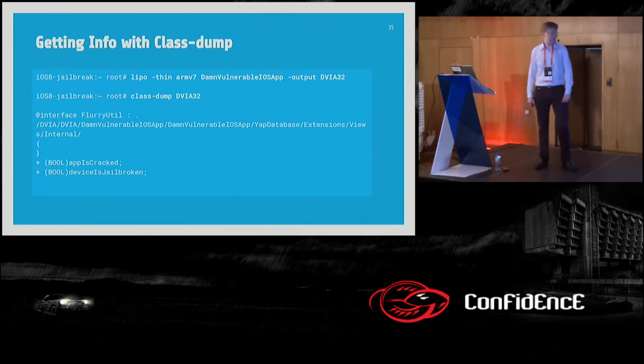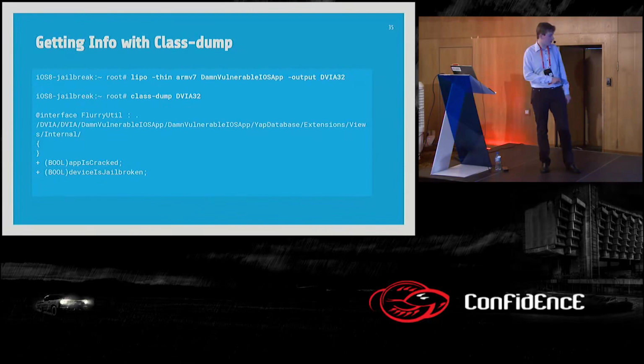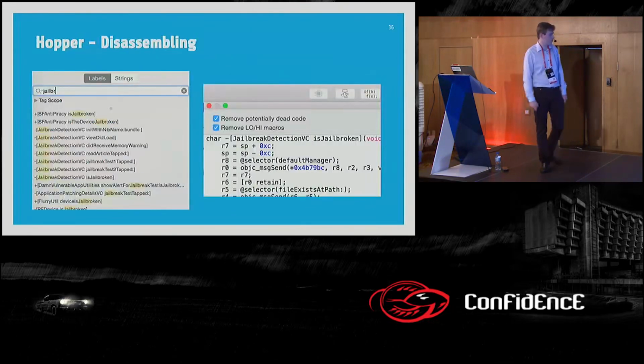First of all, we use lipo, the command to make a thin binary from the fat binary. So we want to extract only one architecture. And then we use the class-dump tool, and we usually check for strings like jailbreak, detection, root check, things like this. Developers are pretty good at giving us hints on where to look. So we can see that it has two class methods, isAppCracked and isDeviceJailbroken, and they return Boolean. Perfect.